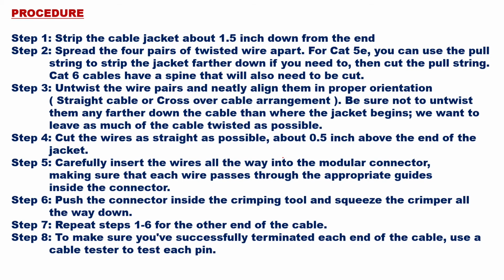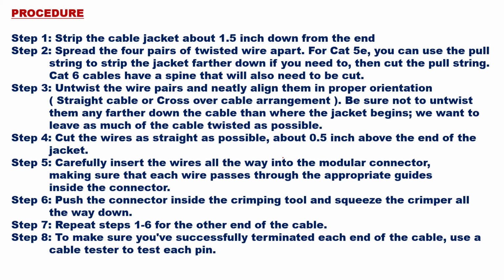What you can write for this type of experiment is: Step 1, strip the cable jacket about 1.5 inch down from the end. Step 2, spread the 4 pairs of twisted wire apart. For Cat 5e, you can use the pull string to strip the jacket further down if you need to. Then cut the pull string. Cat 6 cables have a spine that also needs to be cut.